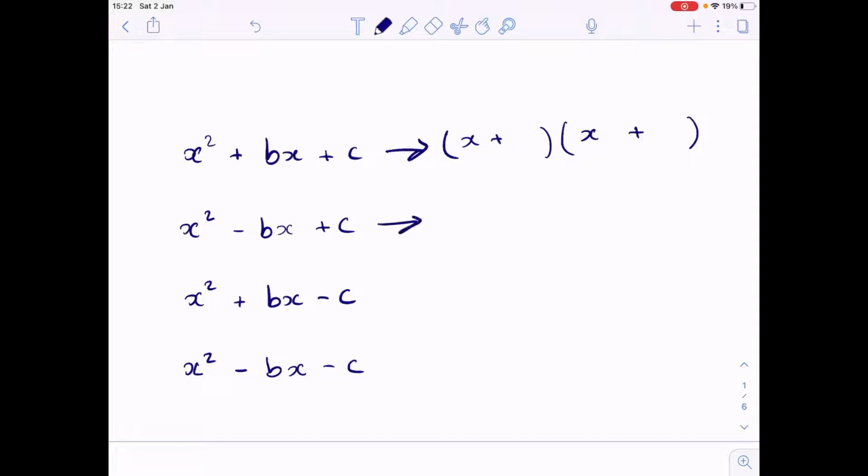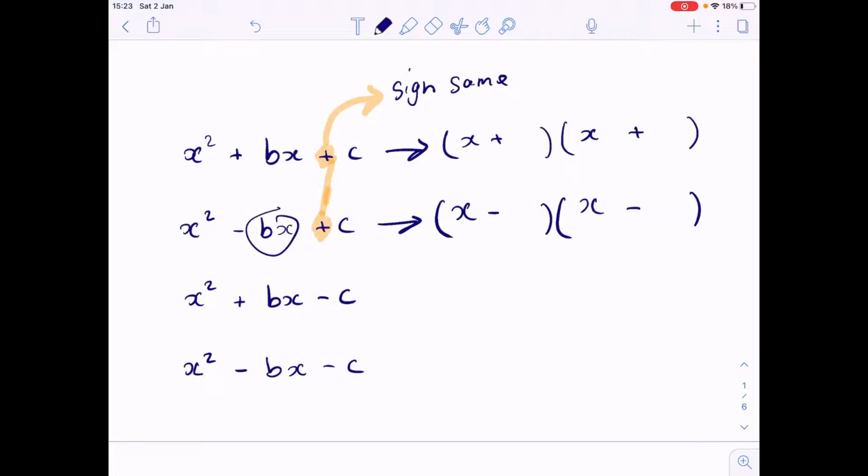So if we have a quadratic, and the final term is positive, then we can say the sign will be the same in our brackets. If our middle term is positive, then these will both be positive, and if our middle term, our coefficient of x, is negative, then our brackets will both be negative. So you could say our brackets will match the coefficient of x, this thing in the middle.